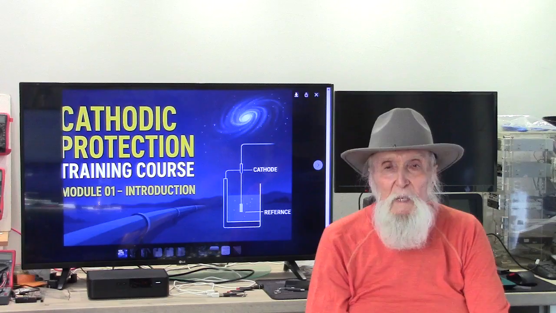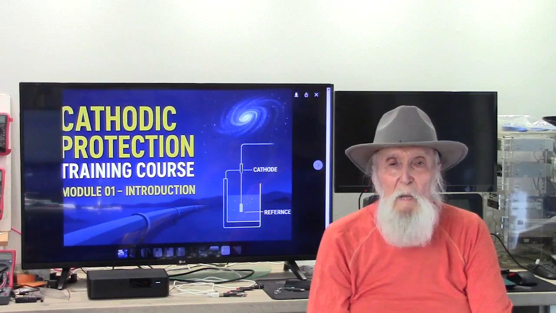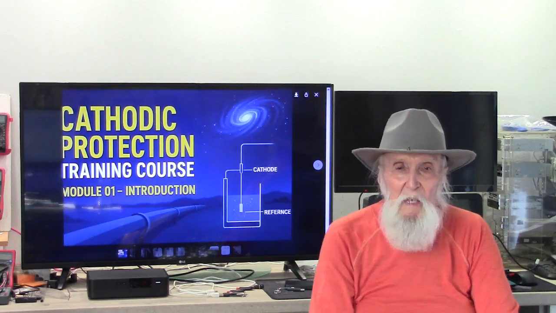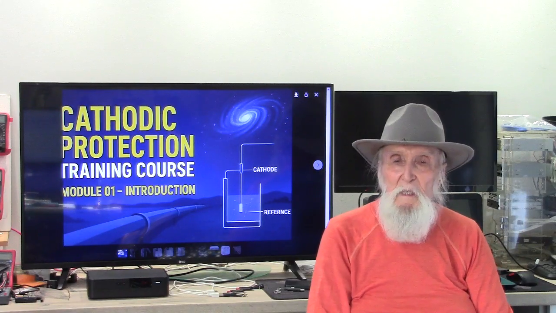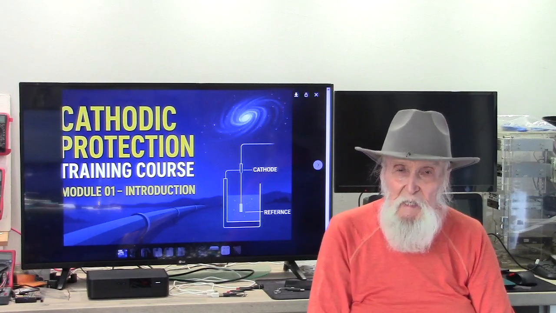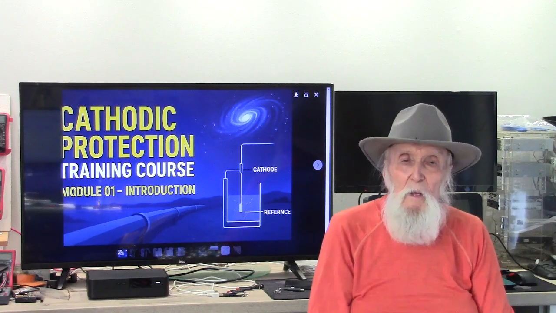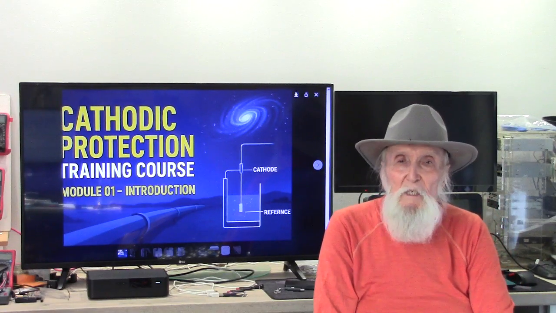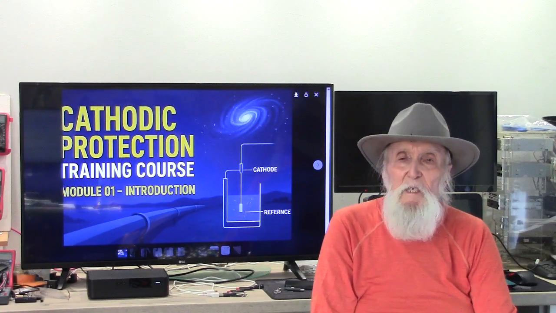Typically, the well-known negative 850 millivolts criterion is measured with a copper-copper sulfate reference electrode, and many assume protection is achieved when this number appears. Module 01 explains clearly why this interpretation is incomplete and often misleading. This module is essential for anyone involved in CP operations, pipeline maintenance, corrosion engineering, or asset integrity management.